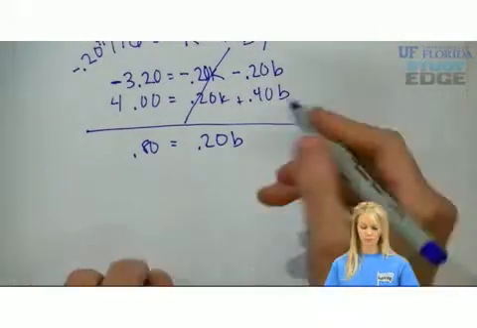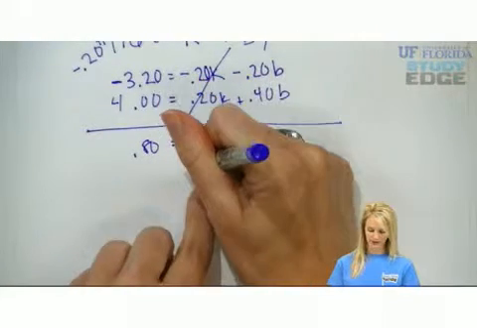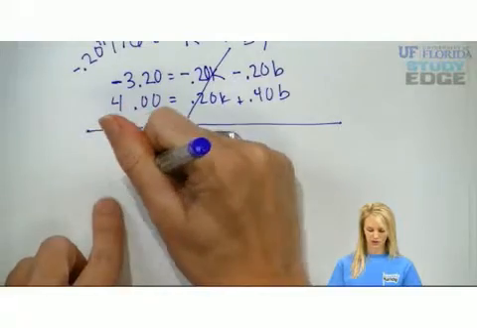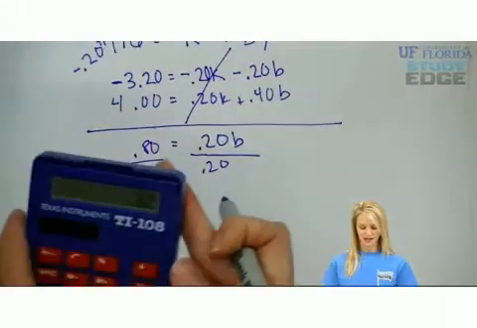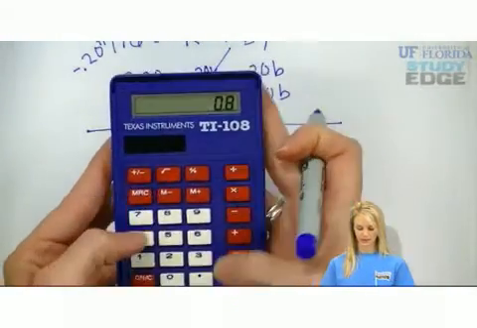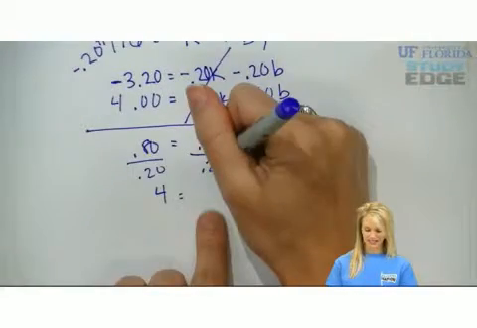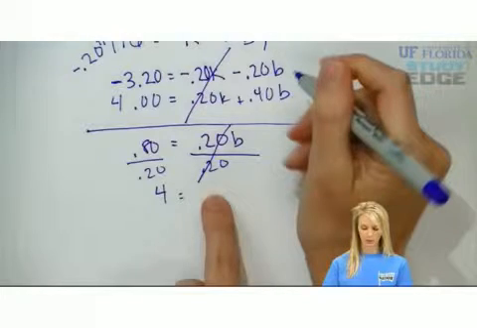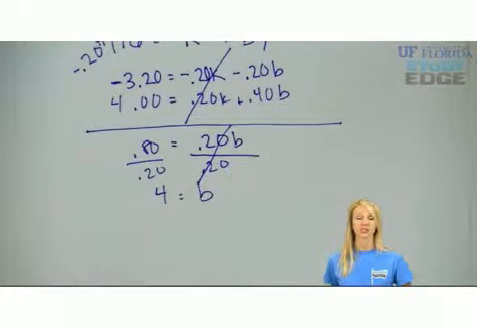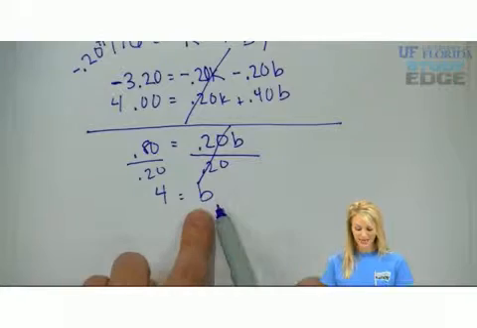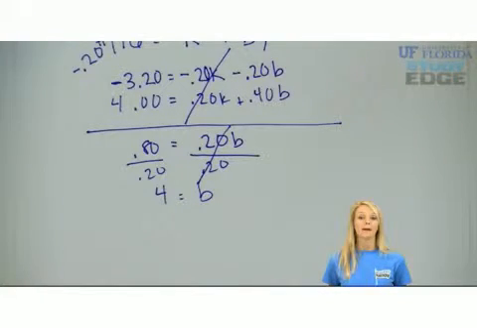Well, now what? We need to solve for b. We're going to divide both sides by 0.20. Well, let's see what that does. If I divide 0.8 divided by 0.2, I get 4. 4 is equal to b, because 0.20 over 0.20 cancels out with 1, and we're just left with b. So b is equal to 4. What was b? B is the number of blow pops that he bought.